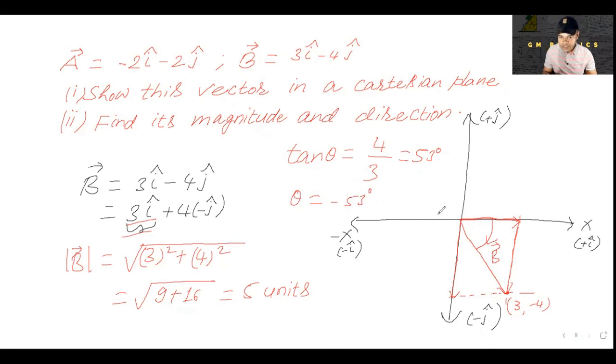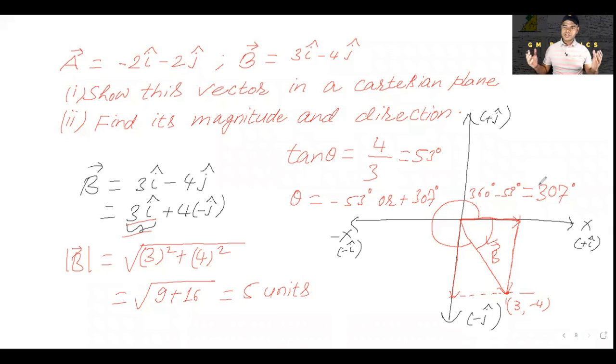Okay. Or you'll write positive this angle. How much is this? So this angle is 360 degree minus 53 degree, 307 degree. So whether write minus 53 degree or plus 307 degree. So the magnitude of the vector is 5 units and the angle is minus 53 degree or plus 307 degree, whichever you like, you can write.